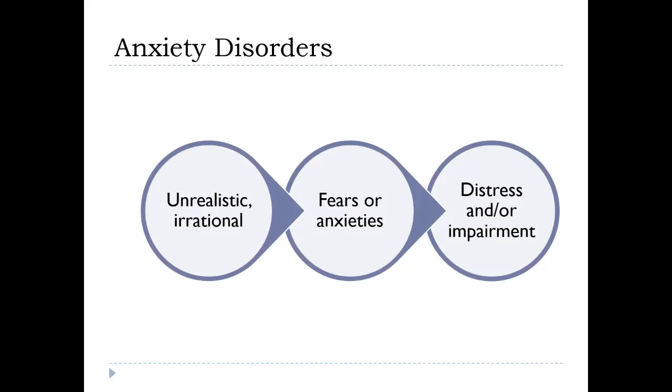What about anxiety disorders in general? What are some of the commonalities that we know about? So in general, the anxiety disorders tend to be framed around concerns that are either unrealistic or irrational, or sometimes both. It can be fears or anxieties, or sometimes both, depending on the disorder. But always, just like all the disorders we'll talk about, the person will display either distress or impairment because of the fears and anxieties that they're experiencing. And oftentimes you'll see both distress and impairment present.